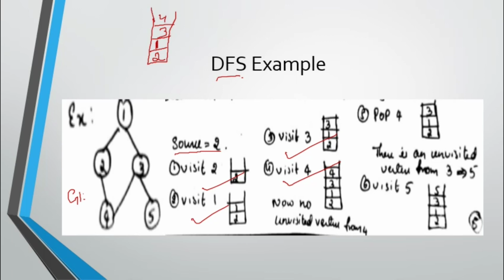Remember, there is no hard and fast rule that we need to follow alphabetical order only. What is important is that whenever we get a new vertex here, we need to explore that vertex, and we need to go to the next vertex. That is how it goes.